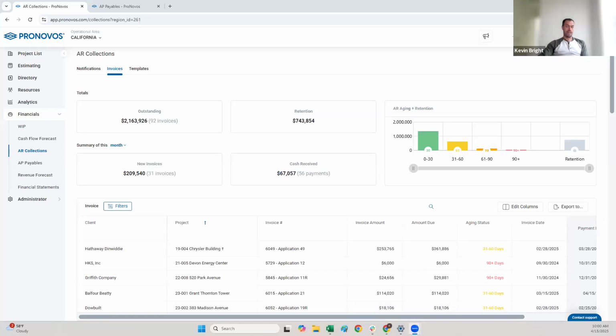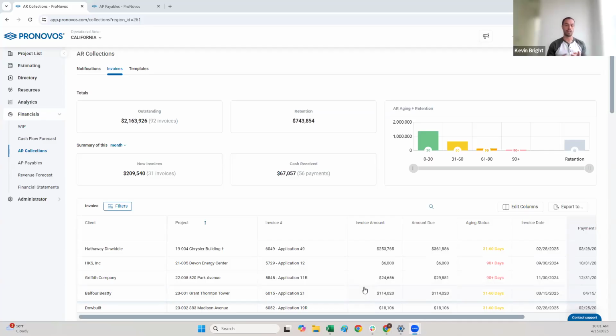Sweet. AR, or as we like to call it, AR collections, is obviously super important in construction, a notorious industry for paying slow. So make sure you've got a good process to stay on top of your outstanding AR, with nothing slipping through the cracks, so you understand when you're getting paid and have good processes and systems to follow up on those outstanding invoices.